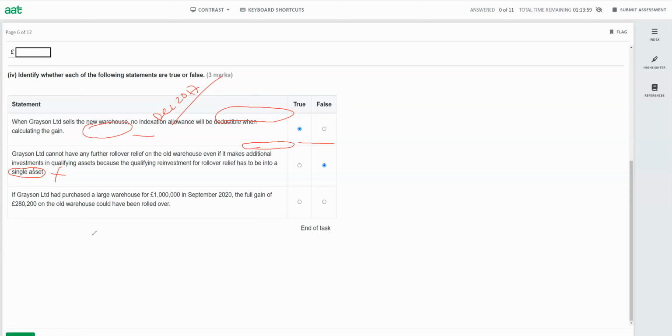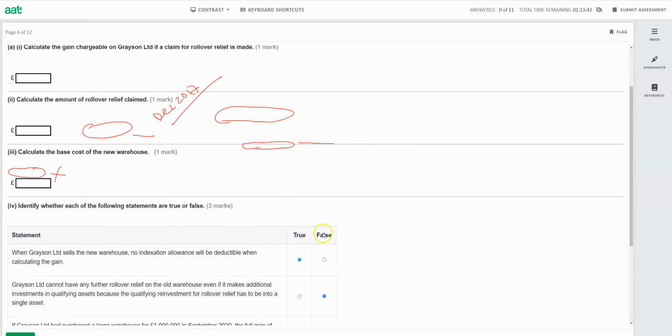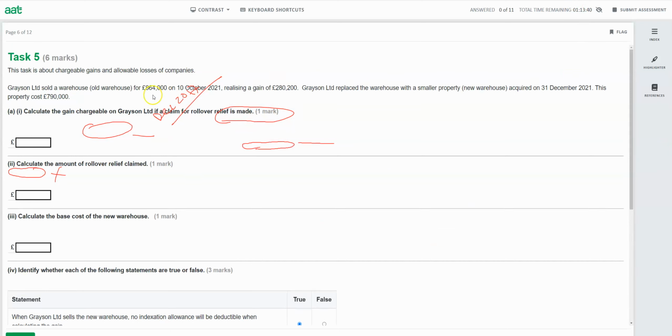September 2020, the full gain of 80 on the old warehouse could have been rolled over. Now this one looks like true, because if you look at the question, we sell this asset for 864, but we have reinvested 790. So as I said before, if we invest all this money, 864, all of it, then we don't have to pay any gain. All the gain will be rolled over, that is 200.